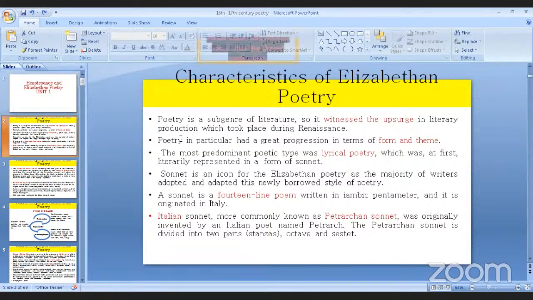So now the first unit talks about William Shakespeare as a poet and John Milton. Before we begin to read the biography as well as their poetry, we will also look into the Elizabethan poetry, the Elizabethan period and the features of the poetry during that period. I hope I'm very clear.